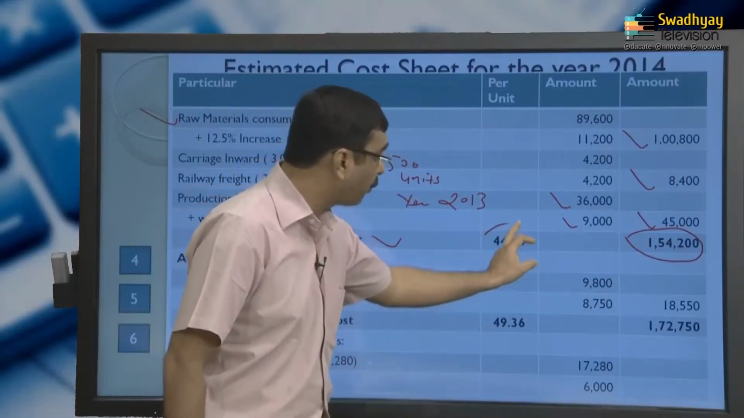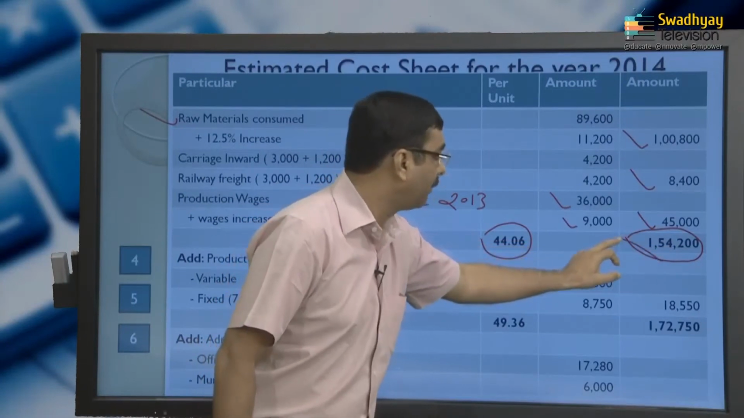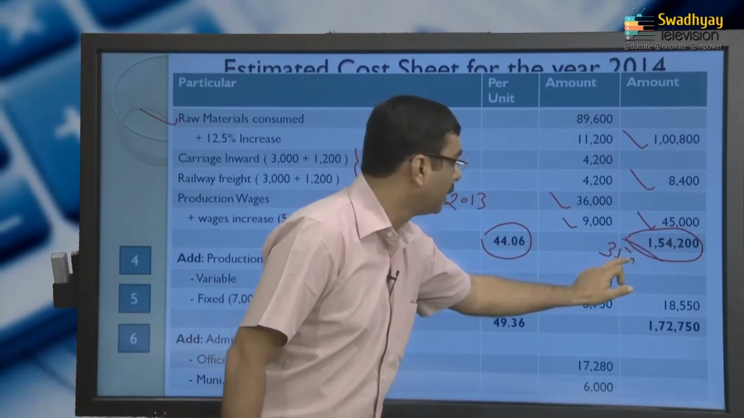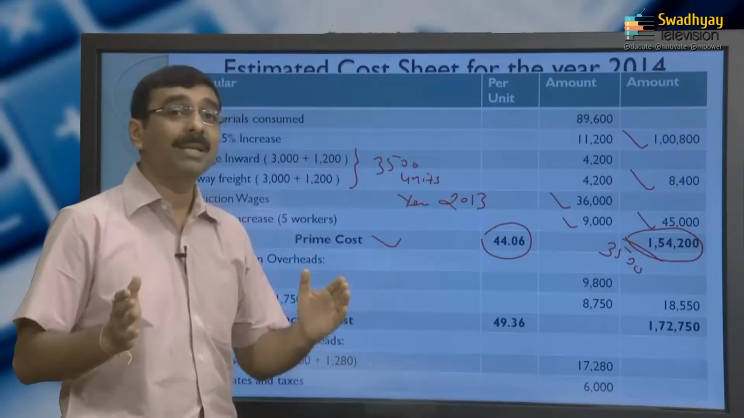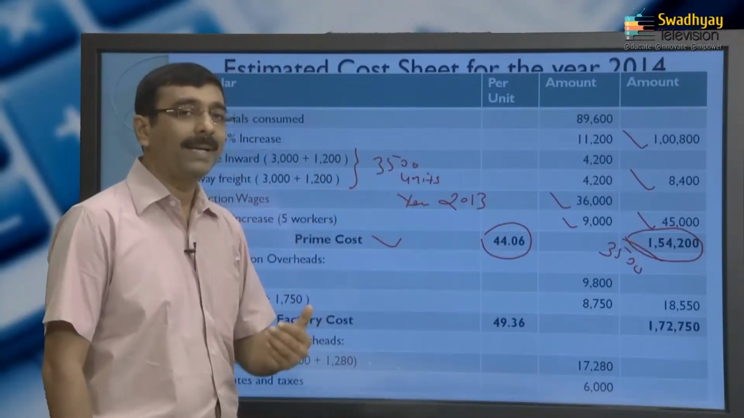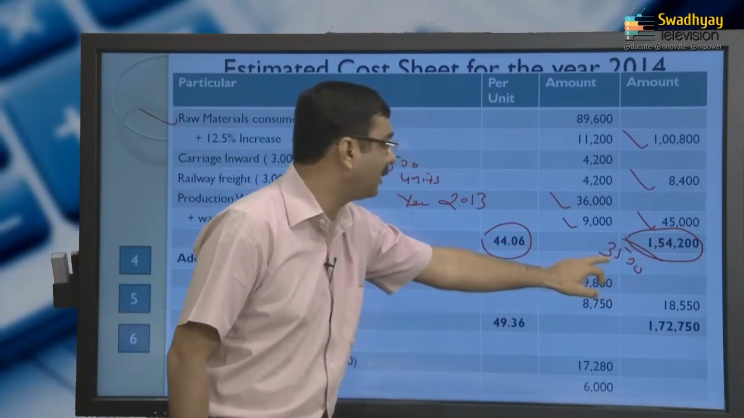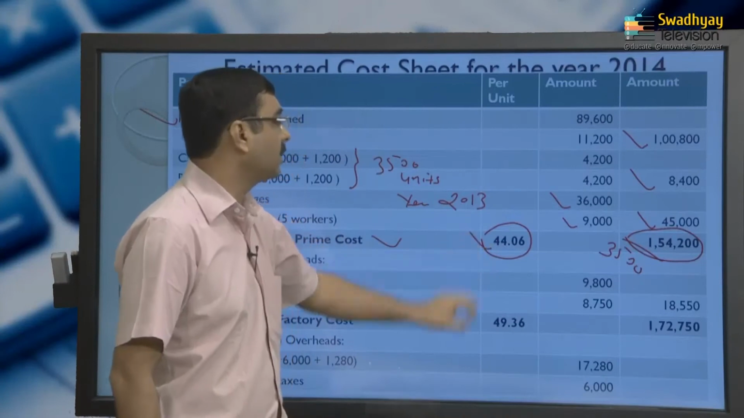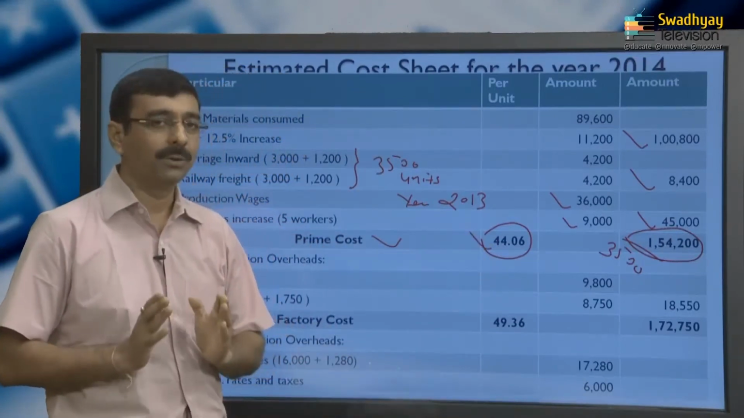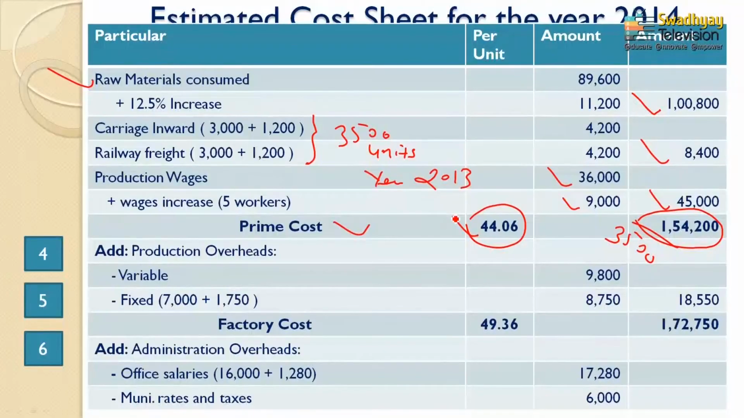How does it come to 44.06? This 1,54,200 divided by 3,500 units. 3,500 units is the estimated production in the cost sheet for the year 2014, and they ask in the question to find out the per unit cost also. So 1,54,200 divided by 3,500 units, the per unit cost is 44.06. Now the second part. The second part is production overheads, that is factory expenses.